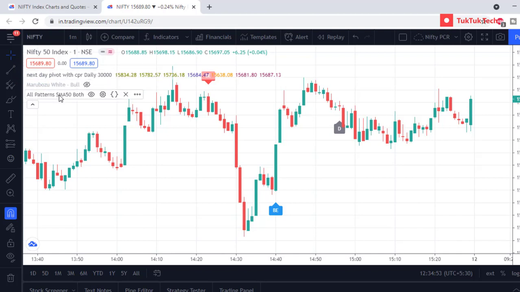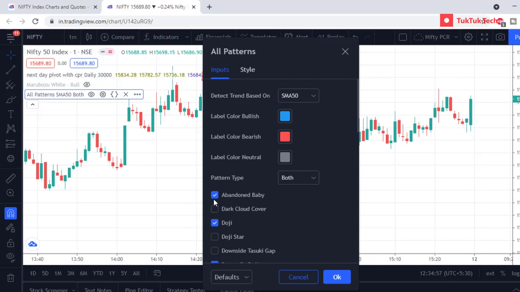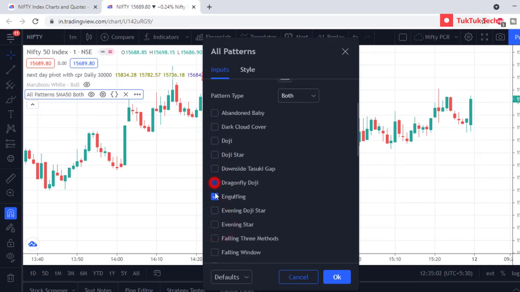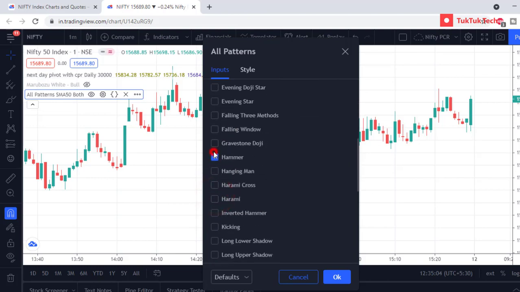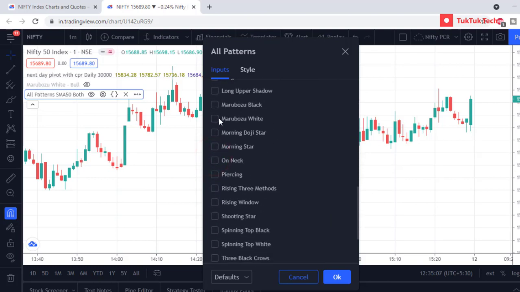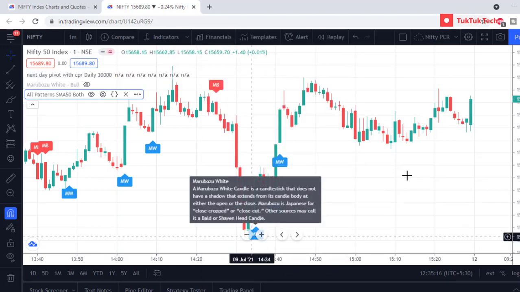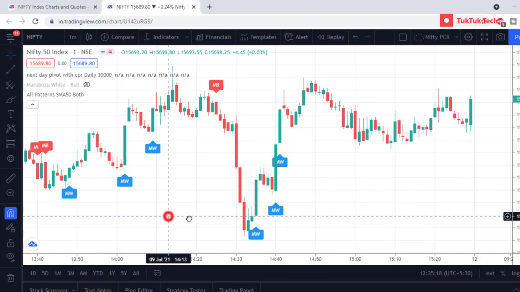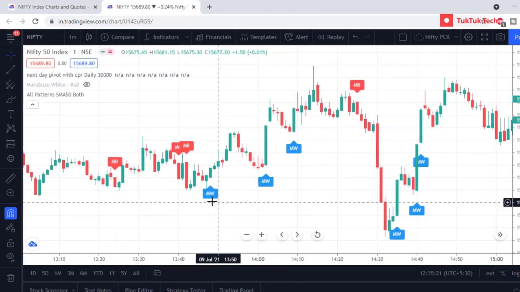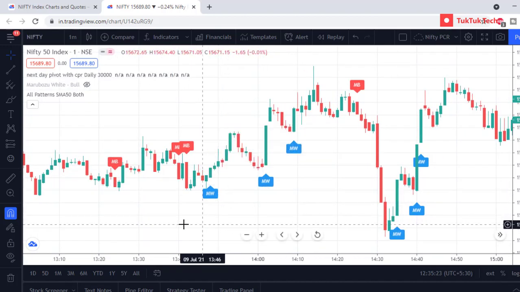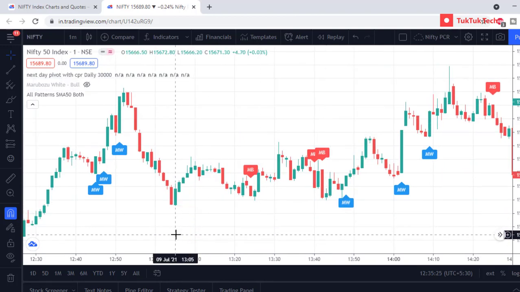If you are selecting All Candlestick Patterns, remove Default Patterns and only select Marubozu Black and Marubozu White Candlestick Patterns. All the candlestick patterns are updated in the live market, and you can use this tool even for intraday.